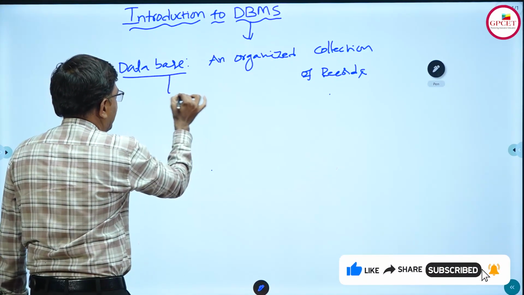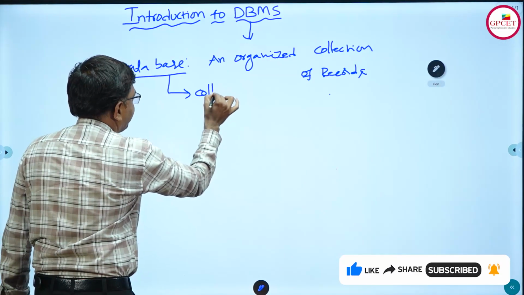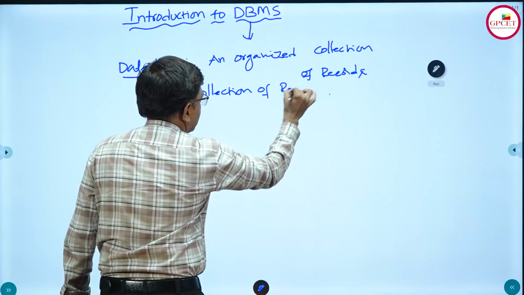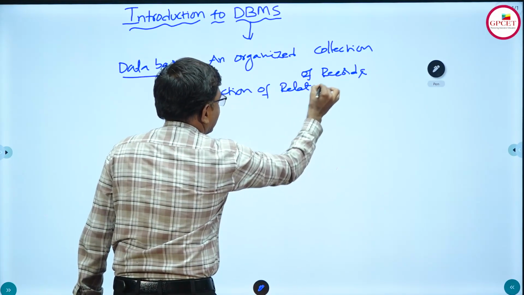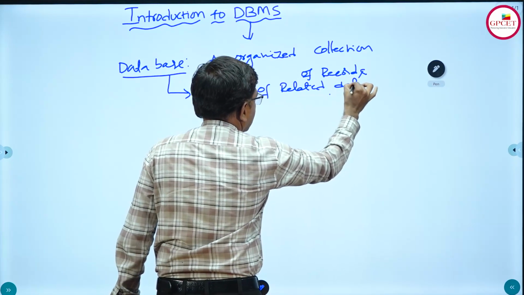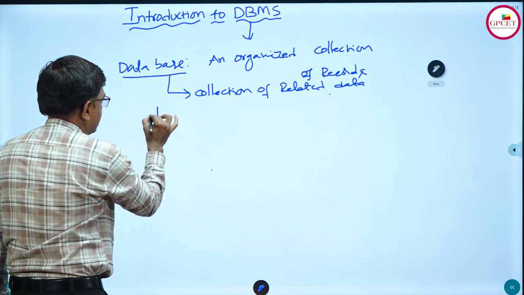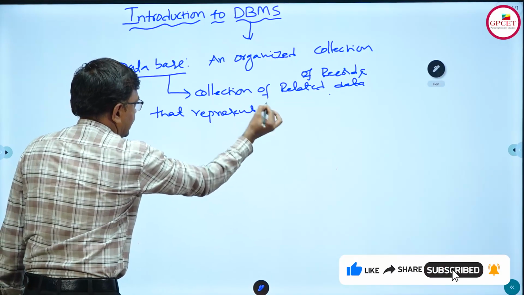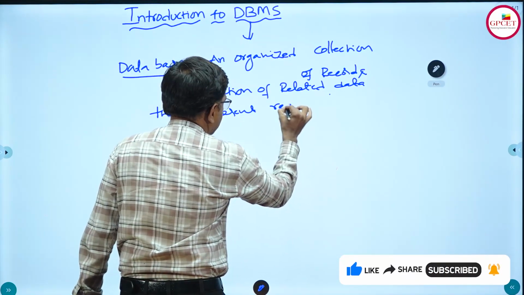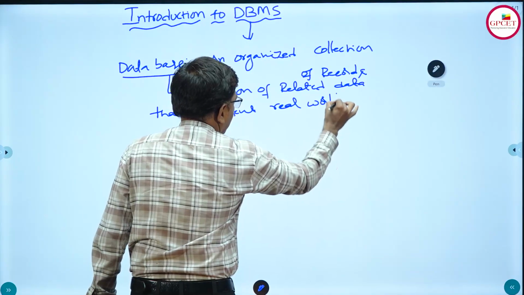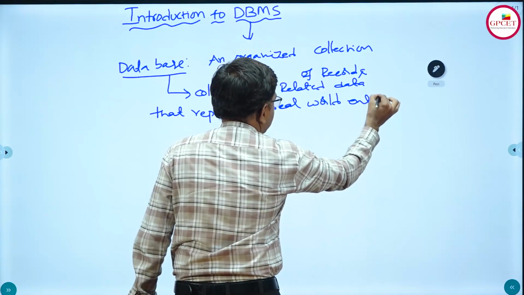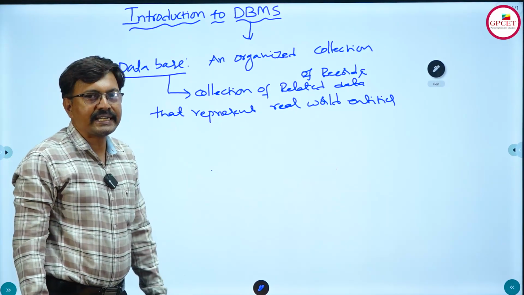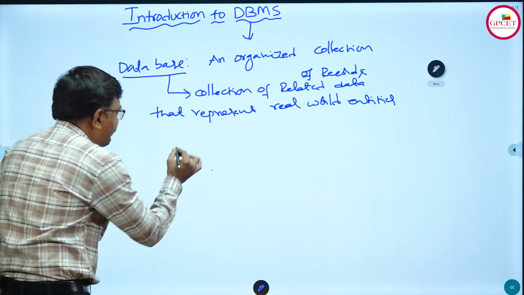Another definition: a database is nothing but a collection of related data that represents real world entities. That is two definitions. Either we can use the first one or the second one. The first is an organized collection of records.